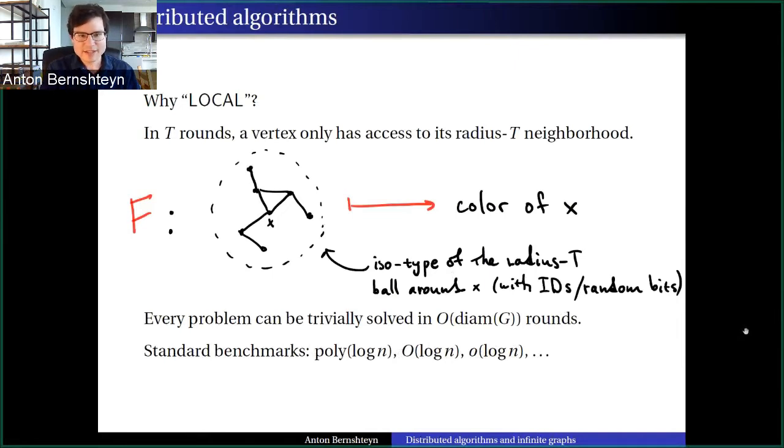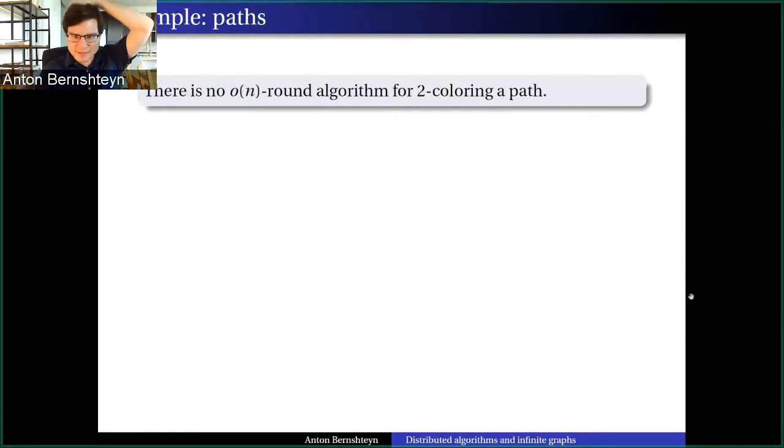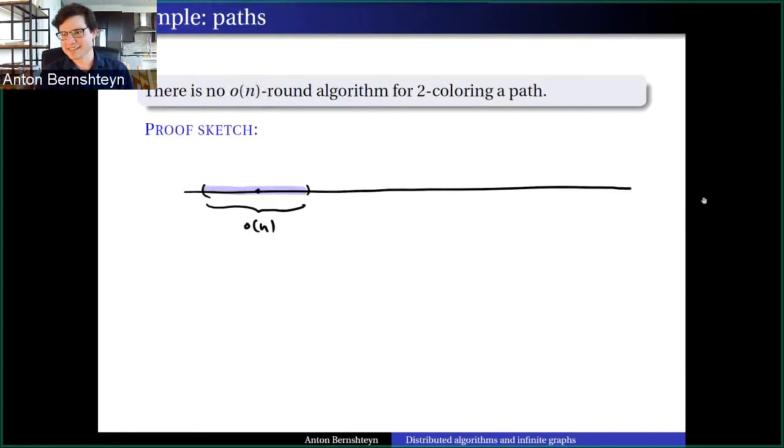All right, so let me give you an example. I claim that if I want to color a path of length n with 2 colors, I cannot do this in little o of n rounds. Say in the deterministic setting. Okay, here's the sketch of a proof, literally a sketch. Here's a path of length n. Suppose that I have such an algorithm.